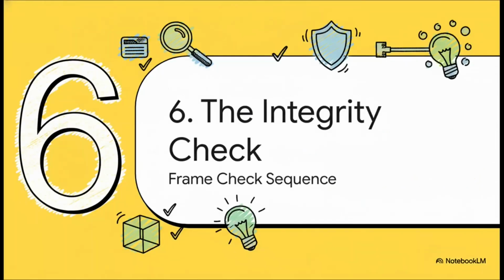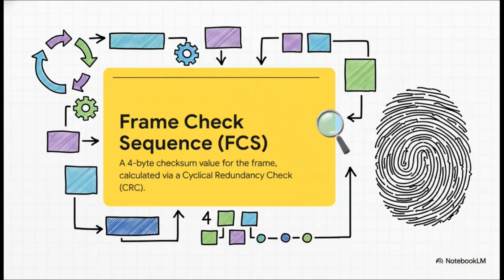We're at the very end of our frame now. But you could argue that this last little bit is the most ingenious part of the whole shebang. It's a built-in quality control system to make 100% sure our precious cargo wasn't damaged on its trip. It's called the Frame Check Sequence, or FCS for short, and it's a 4-byte number that acts like a unique mathematical fingerprint for the entire frame. This fingerprint is generated using a really clever algorithm called a cyclical redundancy check, or CRC.